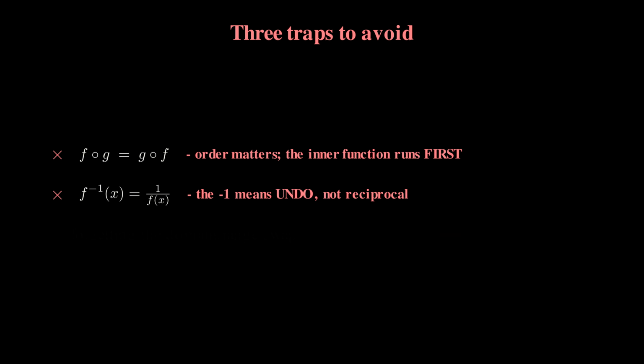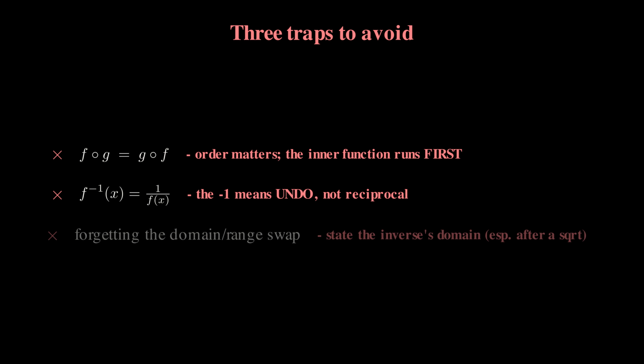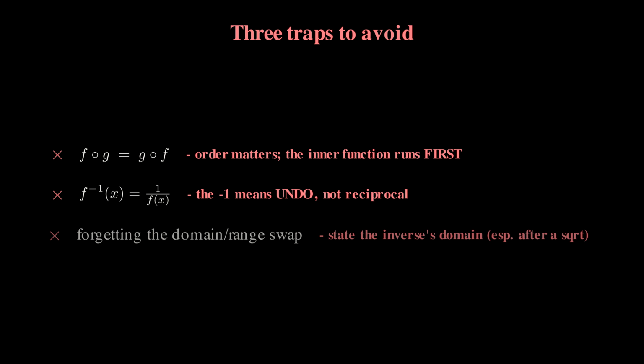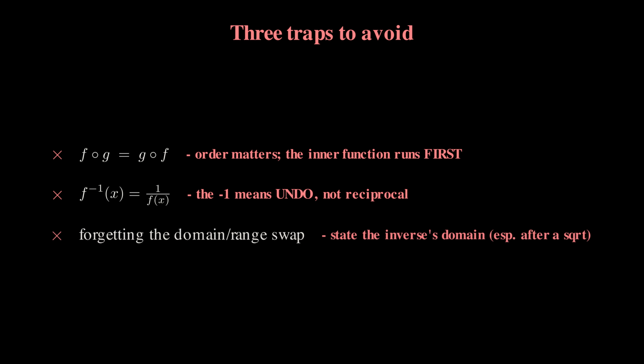The sneakiest. Forgetting that domain and range swap under an inverse, and so leaving the inverse's domain unstated. After square root especially, you must pin down which half you keep, or your inverse isn't even a function. Dodge these 3, and composite and inverse questions are some of the most reliable marks on the paper.